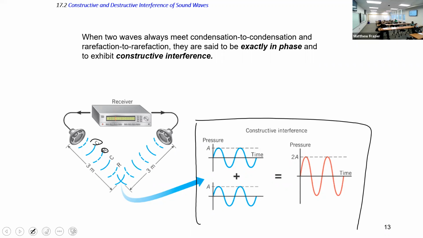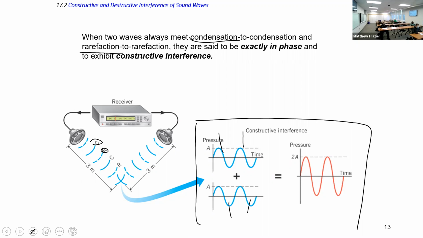So this is why it uses this condensation and rarefaction. What it means is higher pressure, lower pressure, or crest and trough. The point of this is that in these diagrams, the condensation points are a wavelength apart, and the rarefaction points are a wavelength apart. Right? The high pressure areas are a wavelength, and the low pressure areas are a wavelength.